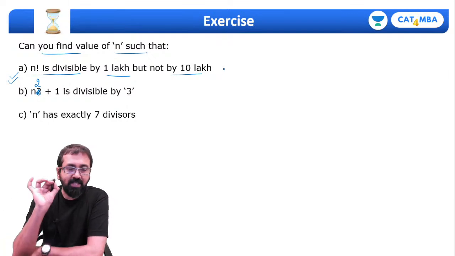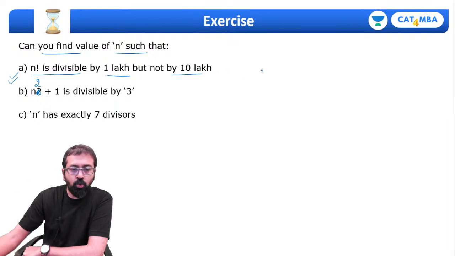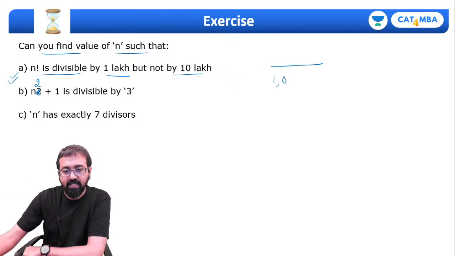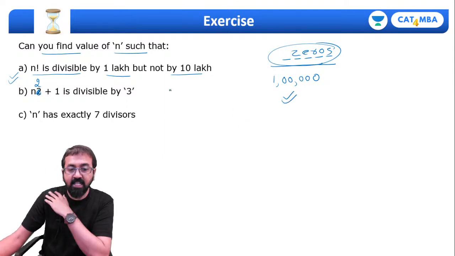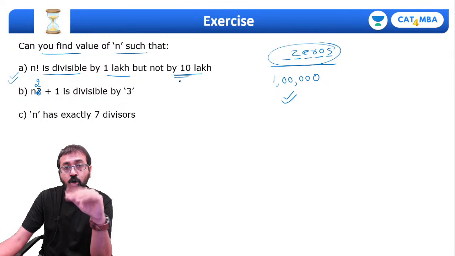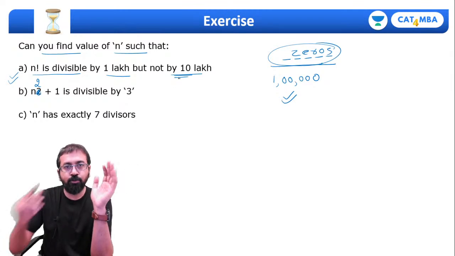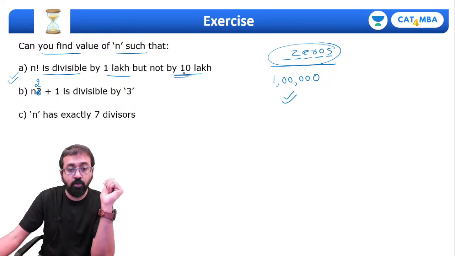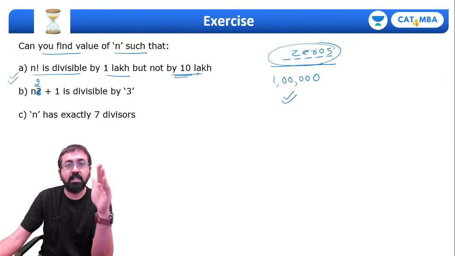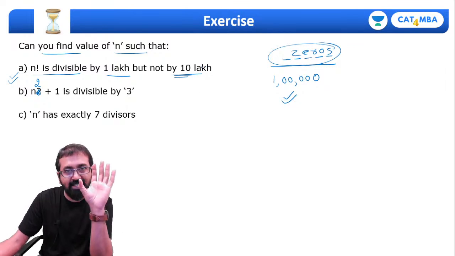So guys, let me explain this question. The next question has to be solved by you. Any number divisible by 1 lakh should have 5 zeros at the end. Yes or no? And it is not divisible by 10 lakh, meaning it should not have 6 or more zeros. If you take a number with 6 or 7 zeros, of course it will be divisible by 1 lakh, but here we want the number not to be divisible by 10 lakh. So it should not have more than 5 zeros. It should have exactly 5 zeros.